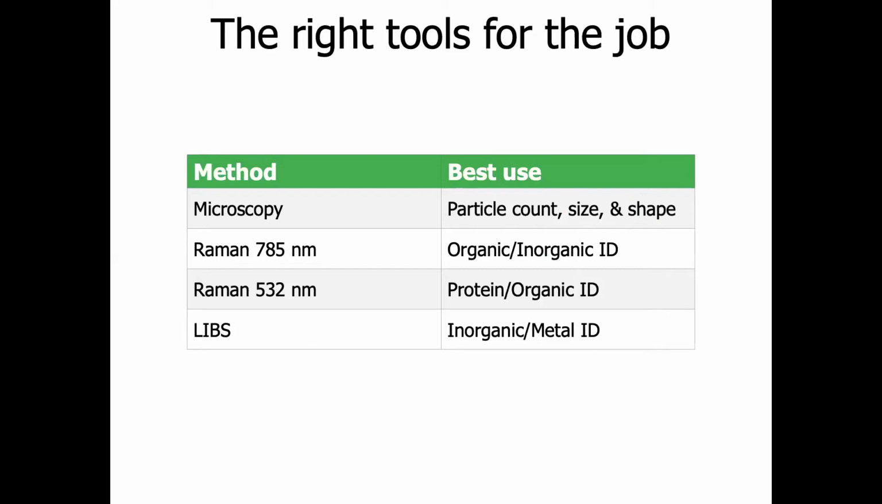As a third spectroscopic technique, we included LIBS. LIBS measures the elemental composition of a substance and gives great results on inorganic and metal particles. Metals don't show any Raman signal at all, so metallic particles could not be identified with a Raman-only instrument.